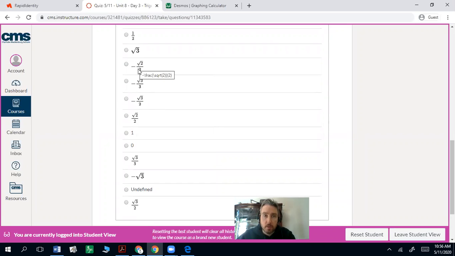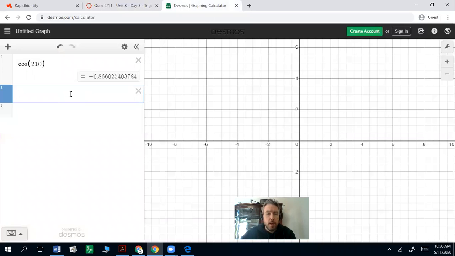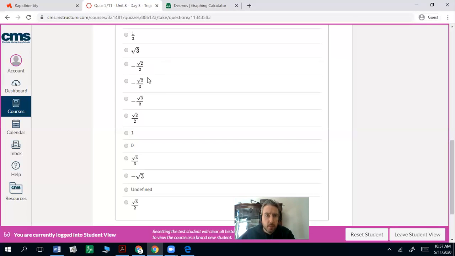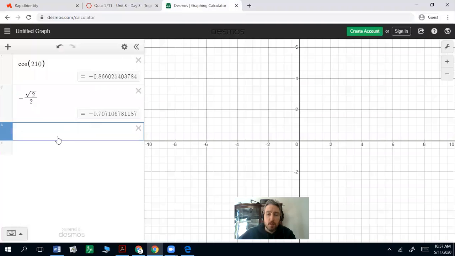The negative square root of 2/2. What is that decimal? Negative SQRT 2, right arrow, divide 2. Well, that's not the same number. So I know it's not going to be the negative square root of 2/2. Does that make sense? So I'm going to go down and pick another negative. Negative square root of 3/3. Negative SQRT 3, right arrow, divided by 3. That's not it either.